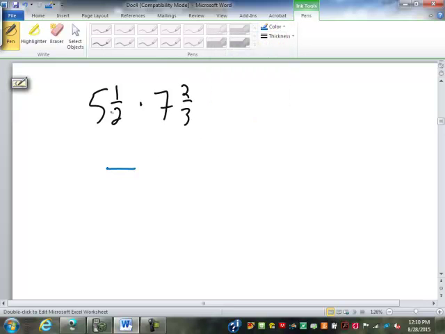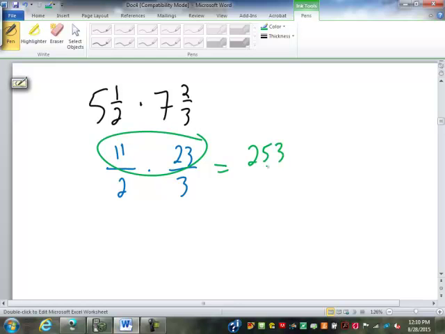So here, 5 1/2 is 11 halves. 7 2/3 is 23/3. Now nothing cross cancels there. So we multiply across. 11 times 23 is 253. 2 times 3 is 6.